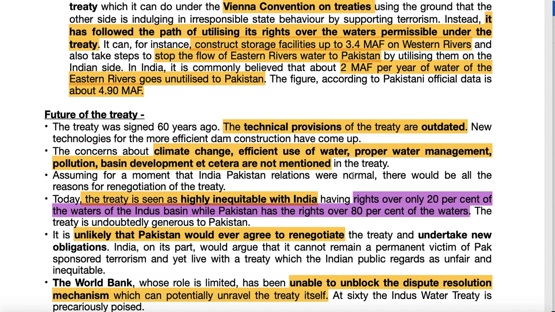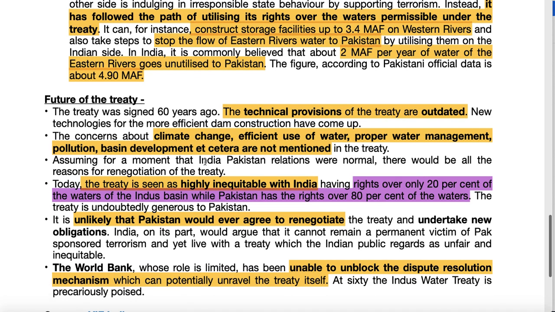So there is a need for renegotiation of this treaty, because it is definitely highly inequitable for India. This treaty is highly inequitable for India. As I told you, only 20% of the waters of the Indus Basin were allocated to India, and Pakistan has rights over 80% of the waters. So now we are saying that this treaty is not in favor of India. So why would Pakistan renegotiate it? Pakistan would try to maintain the status quo.